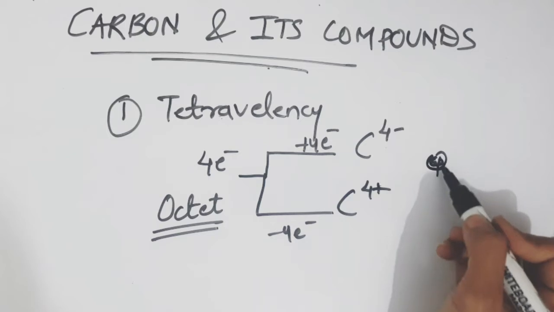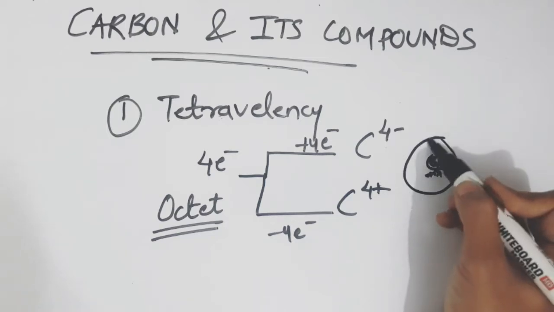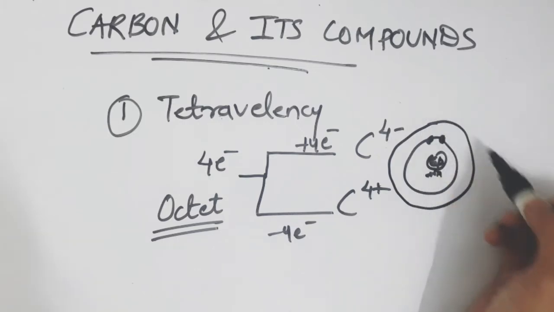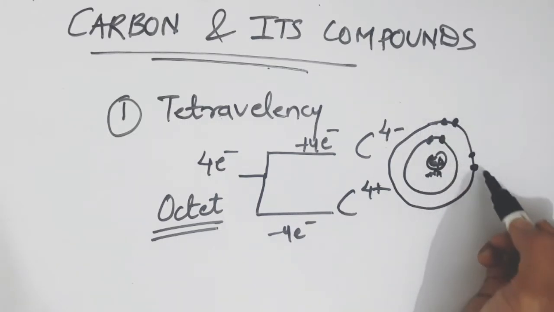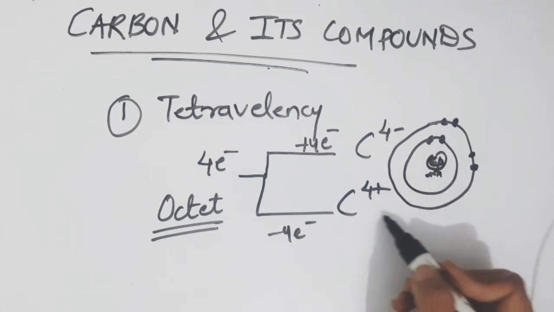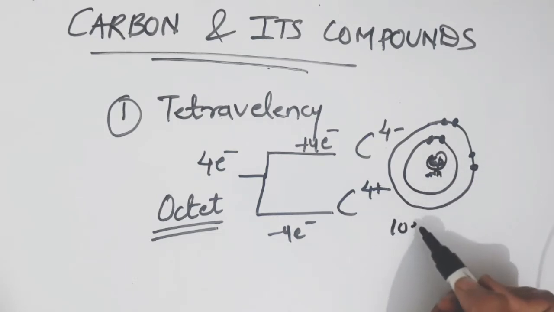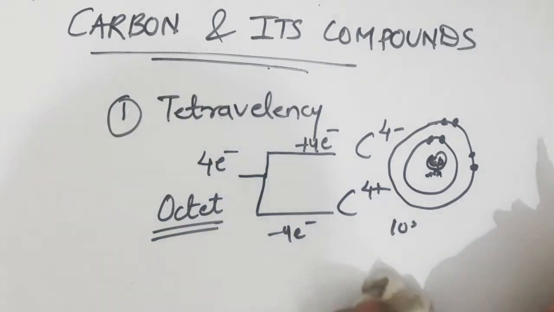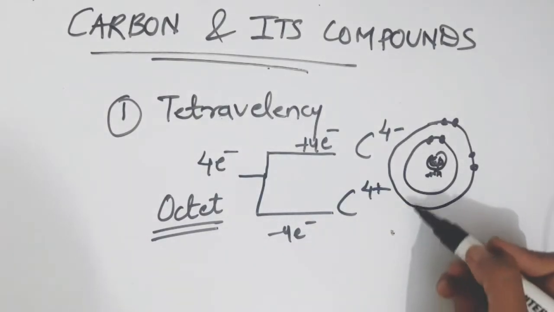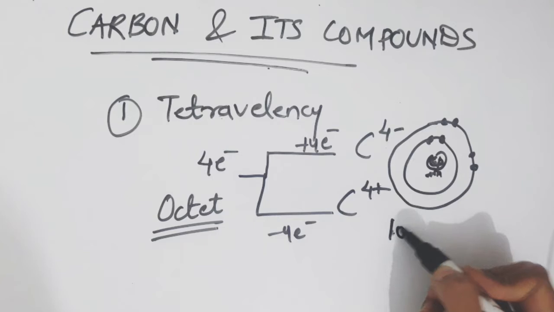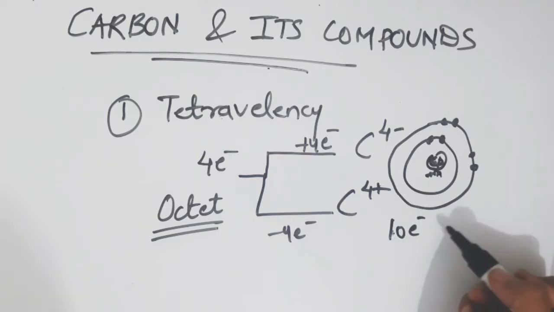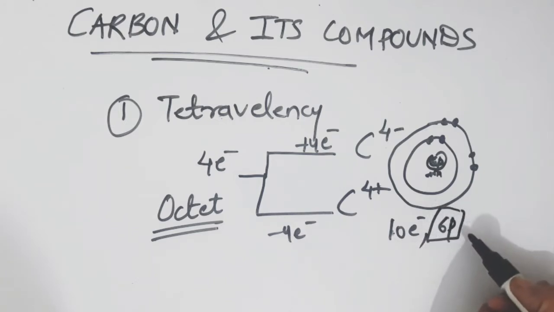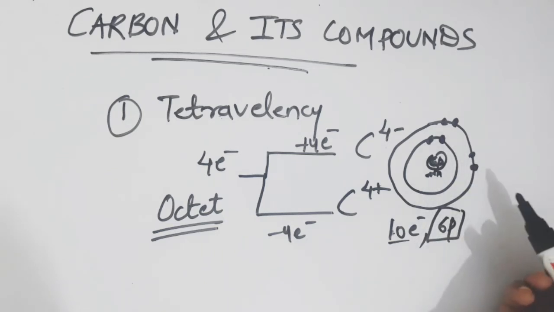Here we have seen the atomic structure: 6 protons and 6 neutrons, with 2 electrons in the first shell and 4 electrons in the outermost shell. If you add 4 electrons to this, the outermost shell will have a total of 8 electrons, and carbon will have 10 electrons in total. But it has only 6 protons, and these 6 protons cannot hold 10 electrons, and therefore carbon does not gain electrons.